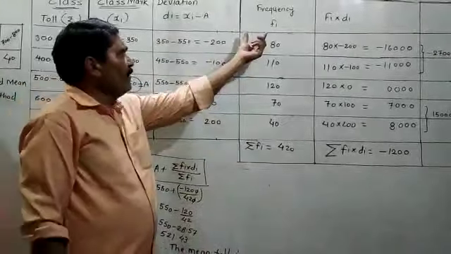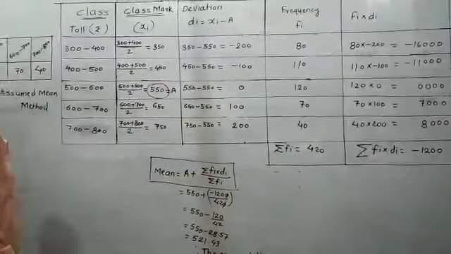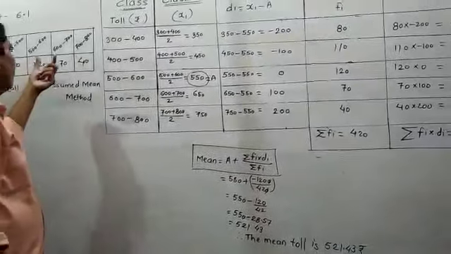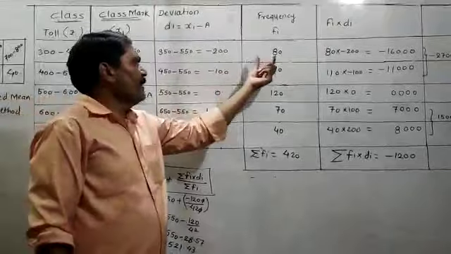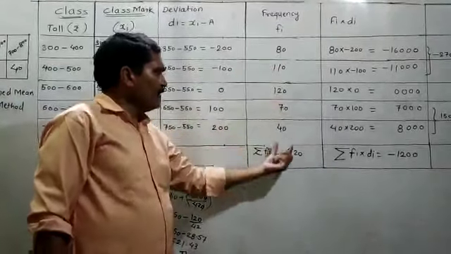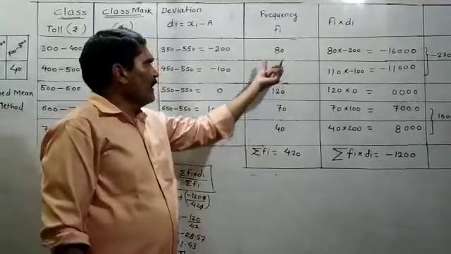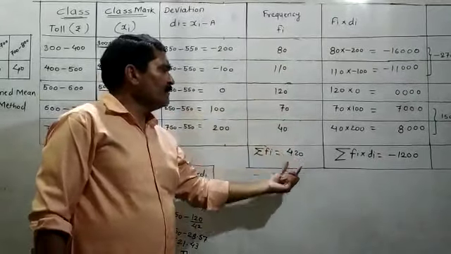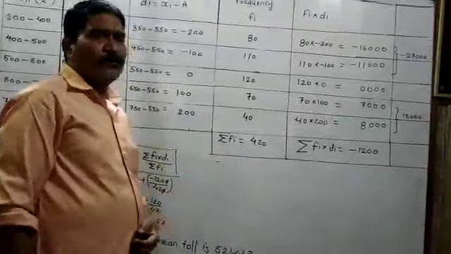Then we have the value of Fi. Fi is given as 80, 110, 120, 70, 40. The sum of the Fi is equal to 420. You have to do the addition of these. All the Fi will add up to 420.